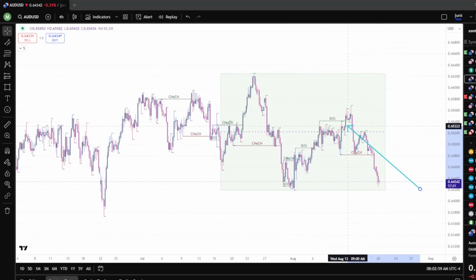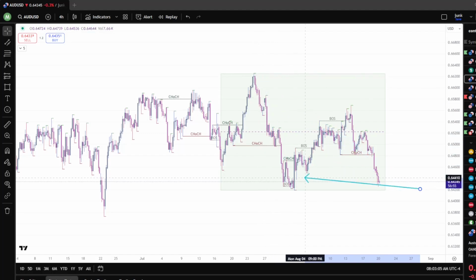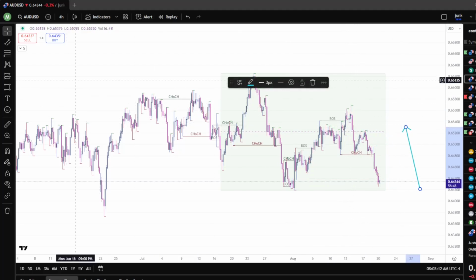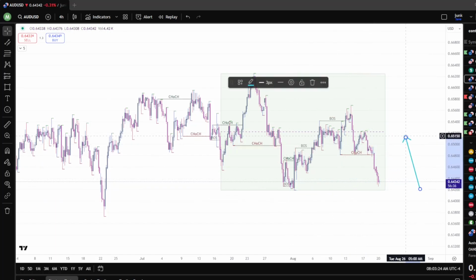Overall AUD USD is just consolidating sideways. We look at this last 4-hour swing structure bearish leg, and we can see that this was just a retracement back into premium, and it reacted from this area of supply. The sellers stepped back in and started to break structure to the downside. Look for any type of selling opportunity once it does break past this low.